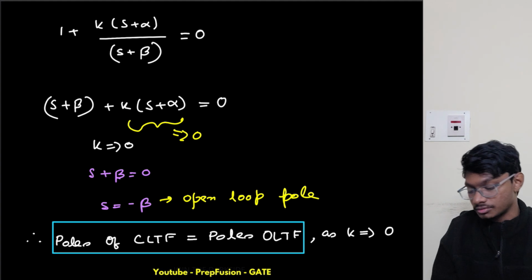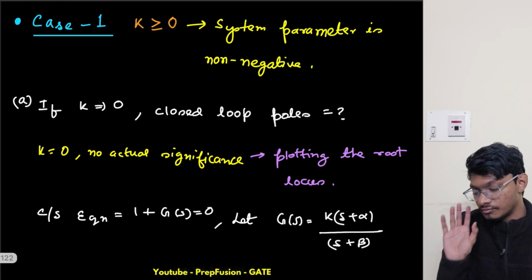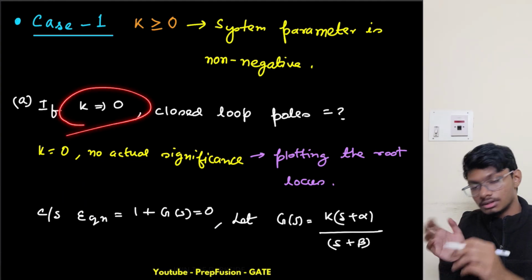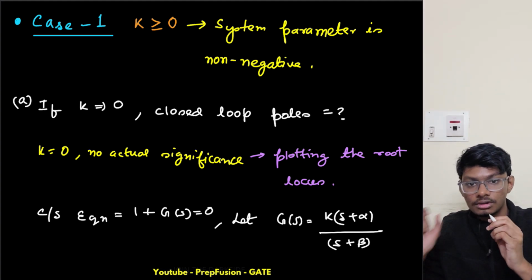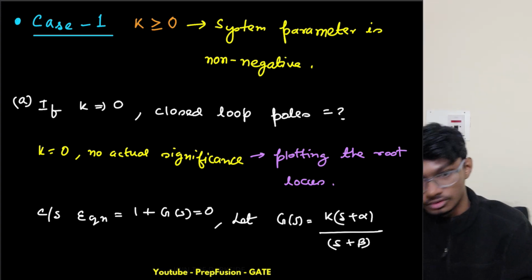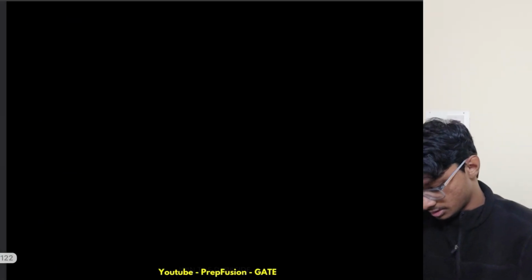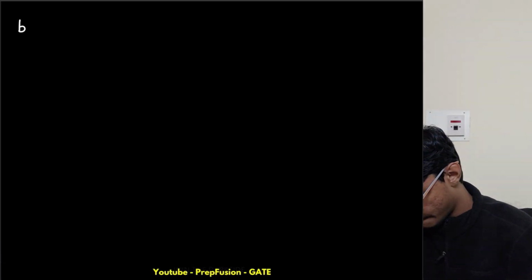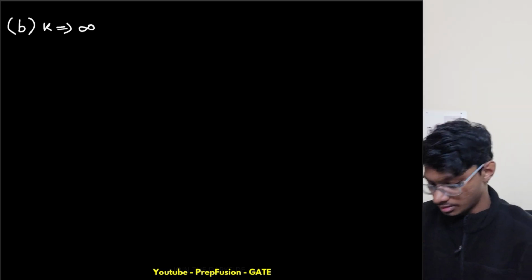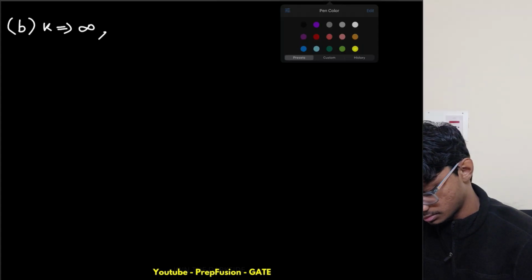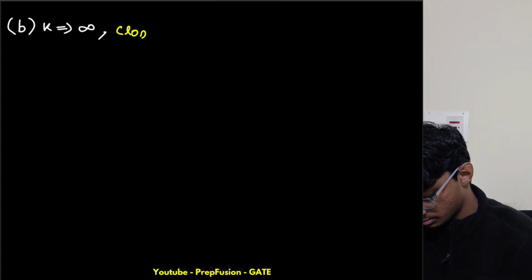Okay, so this was the A part, basically, as my k tends to 0. Now what will happen to my closed loop poles as my k tends to infinity? So let's see that also. So this is the part B, basically. If my k tends to infinity, what will happen to my closed loop poles?